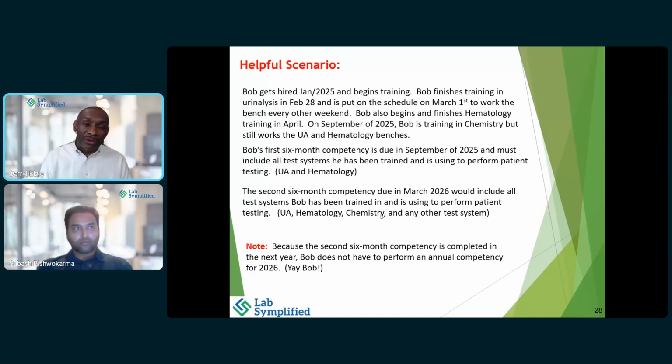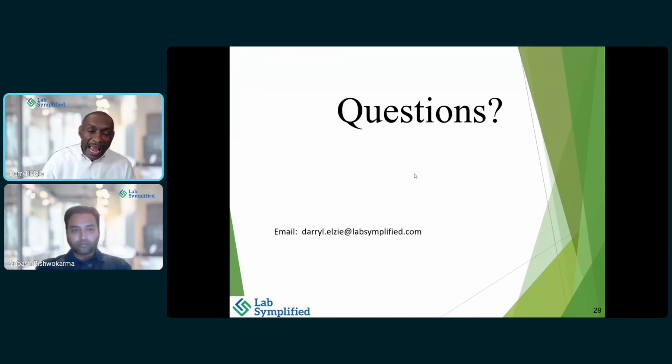That lets the inspector know that you're in control of your program, you know what it's doing, and you're catching everybody when they're supposed to be. Because why are we doing competency? We want to make sure these new hires, these new people that we have, have learned those test assays, and they are performing patient testing accurately and reliably. And we know these are new people, new test systems. We want to do this. And this is how you do it and have those two. And that's the framework and the mindset behind having those 2 6 months competency.